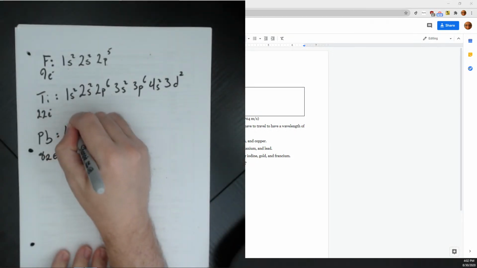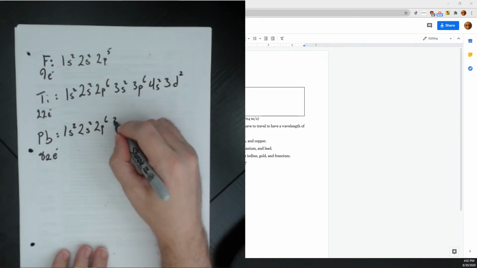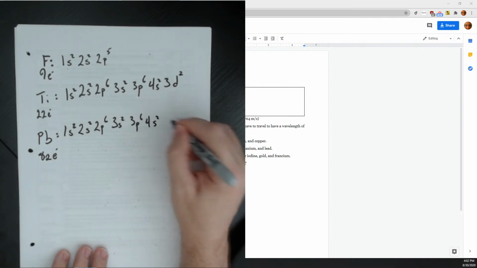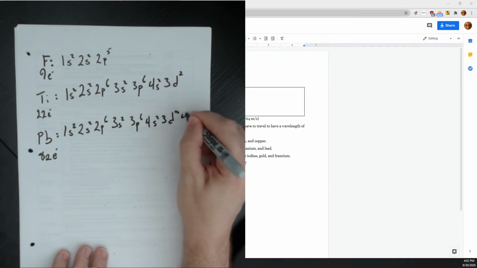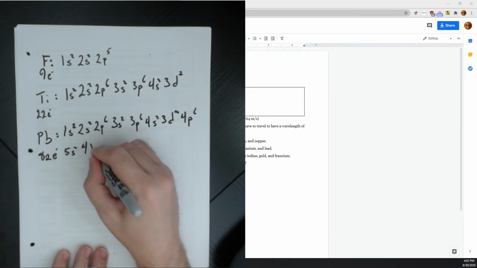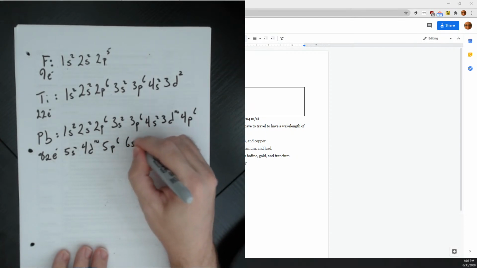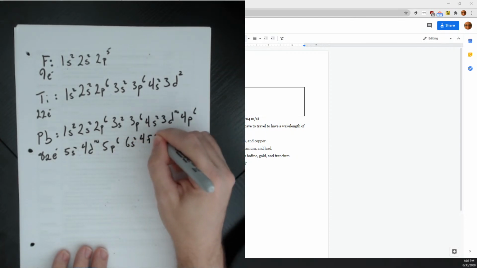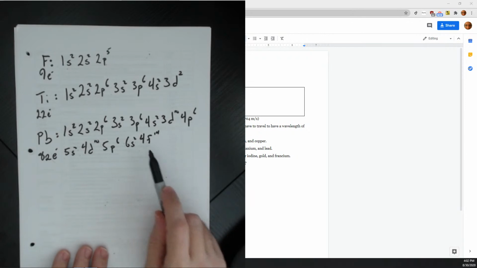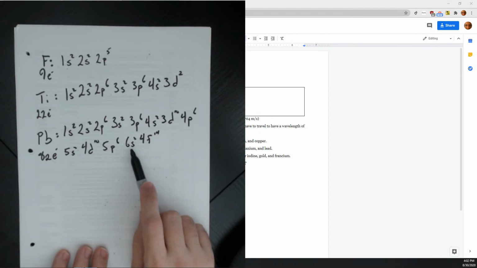So 1s2, 2s2, 2p6, 3s2, 3p6, 4s2, 3d10, 4p6, 5s2, 4d10, 5p6, 6s2, 4f14. Don't forget that the D block is shifted by 1, the F block is shifted by 2, and F doesn't show up until after 6s.